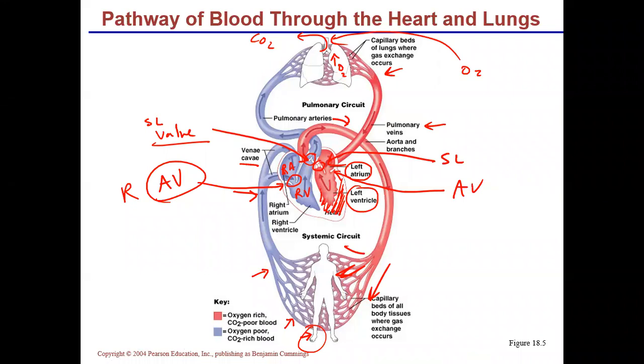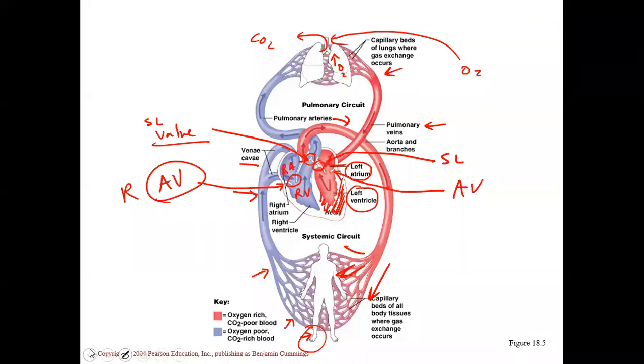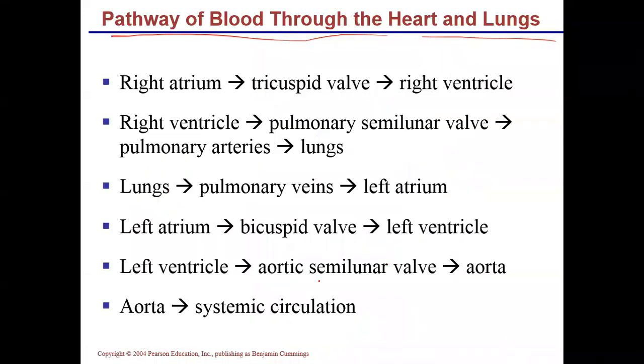There are two circuits, the pulmonary circuit versus the systemic circuit. The pulmonary circuit involves carrying the blood from the heart to the lungs and from the lungs back to the heart. And the systemic circuit involves carrying the blood from the heart to the tissues and from the tissues back to the heart. So anyways, I went over the detail of what is happening in here, the pathway, and how it is organized.